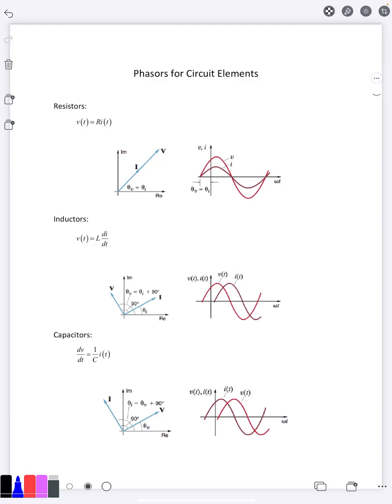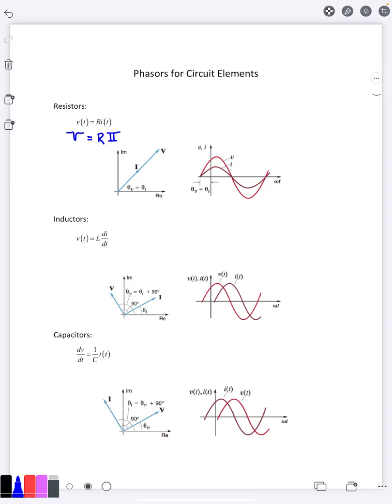In this video, we're going to discuss how phasors are going to be worked in with resistors, inductors, and capacitors. For a resistor, that's the easiest result because V of t is just R times I of t, that's Ohm's law. So what that means is if you turn your voltage and current into phasors, you just have phasor voltage is R times phasor current.